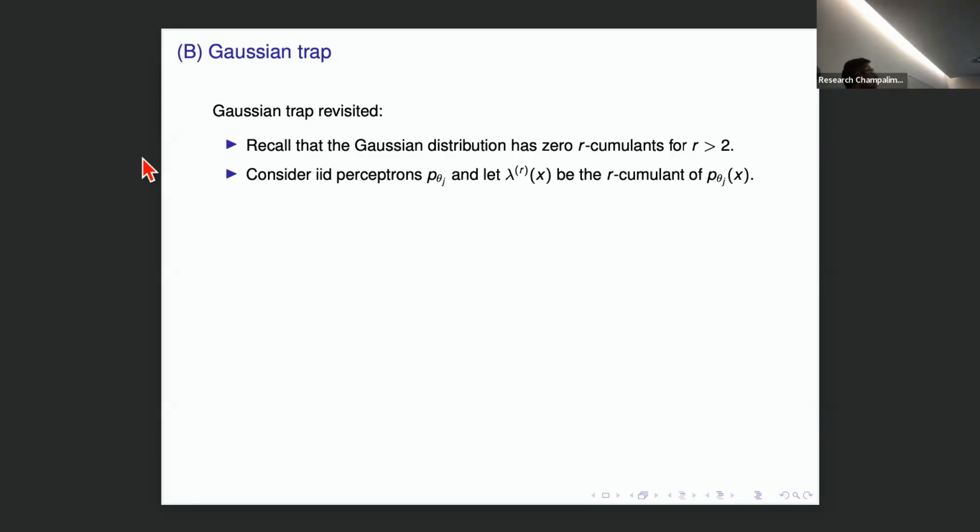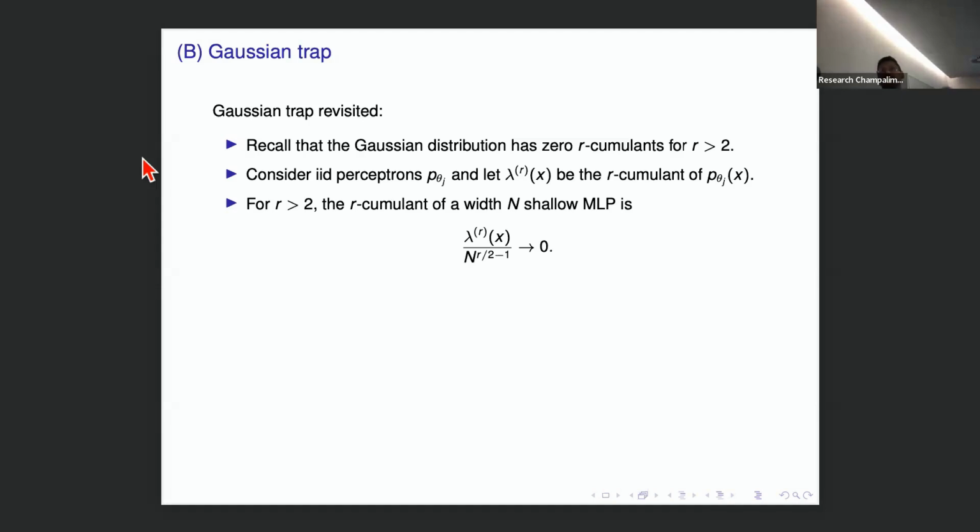We are going to denote by lambda_r(x) the rth cumulant of the perceptron evaluated at x. So we regard the perceptron evaluated at x as a random variable, and I'm going to denote its rth cumulant by lambda_r(x). Then if you use a multi-layer perceptron with width n and only one layer, it's very easy to compute the rth cumulant of that multi-layer perceptron. It's given by this formula. It's the rth cumulant of the perceptron divided by n to the power of r over 2 minus 1.